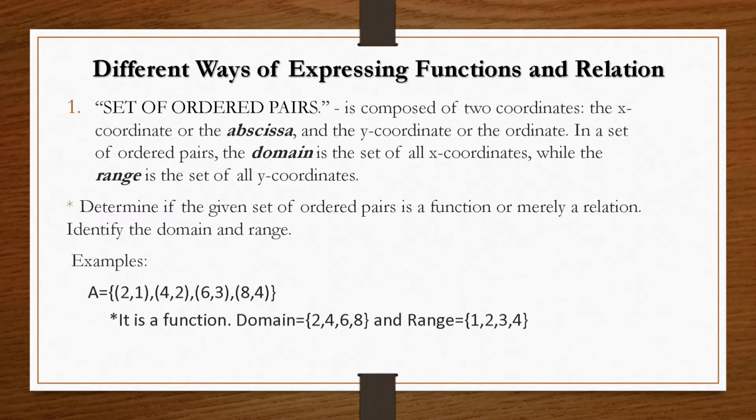And to find the domain, all you have to do is list down all the x-coordinates or the abscissa, which are 2, 4, 6, and 8. Make sure they're not repeating values. Like now, there's no double 2 or double 4. To get the range, all you have to do is write down the y-coordinates or the ordinates, which are 1, 2, 3, and 4. And the same with the domain, do not repeat the values. Like now, there's no double 1 or double 2.